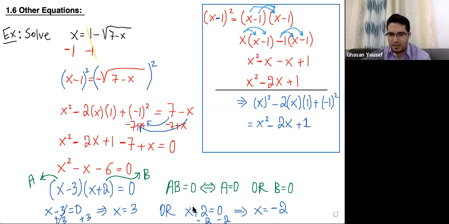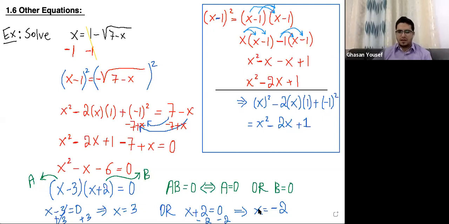And the other one is x plus 2 equals 0. Now I subtract the 2 from both sides. I will get x equal minus 2. Now I get 2 answers. The first answer is x equal 3. The second answer is x equal minus 2. But I have to check right now.